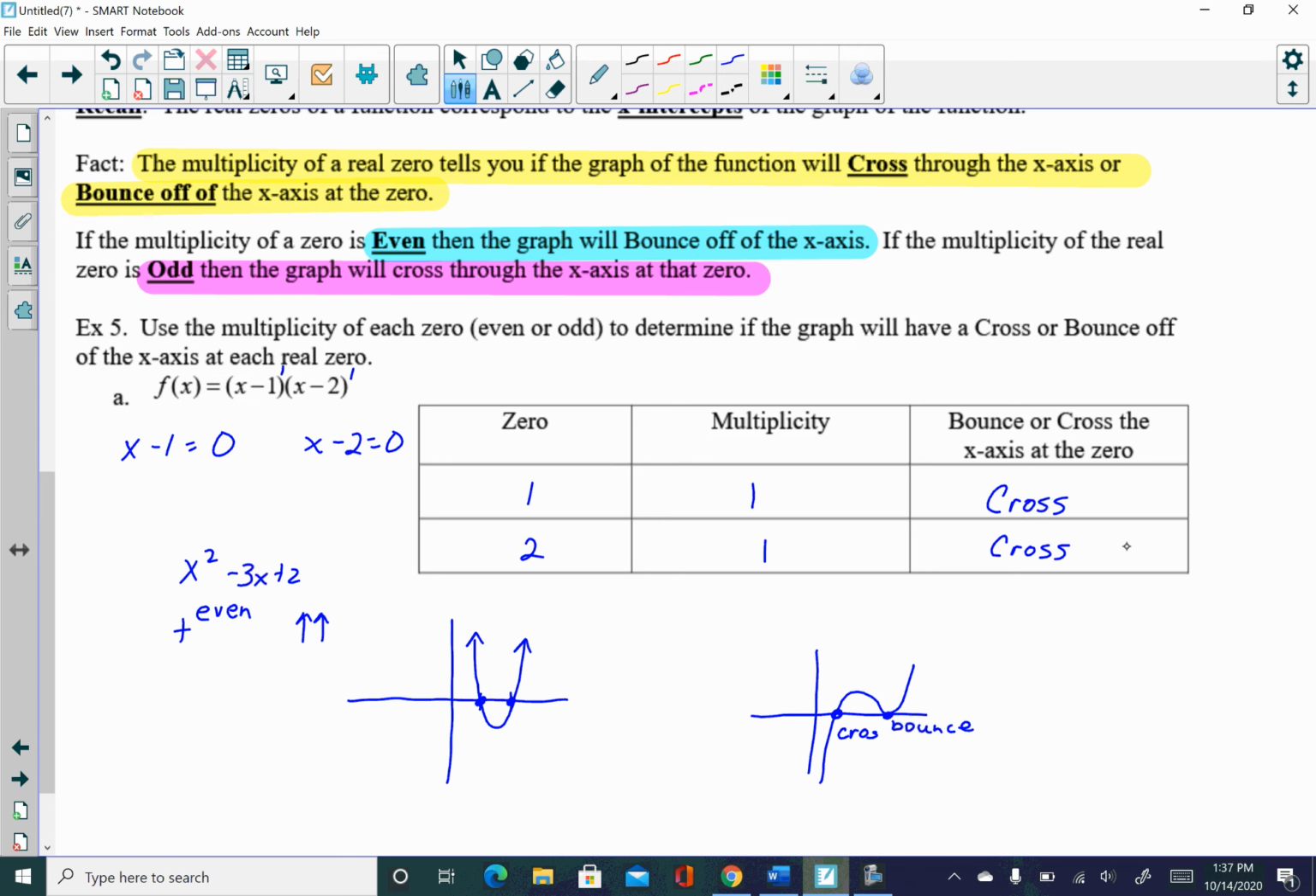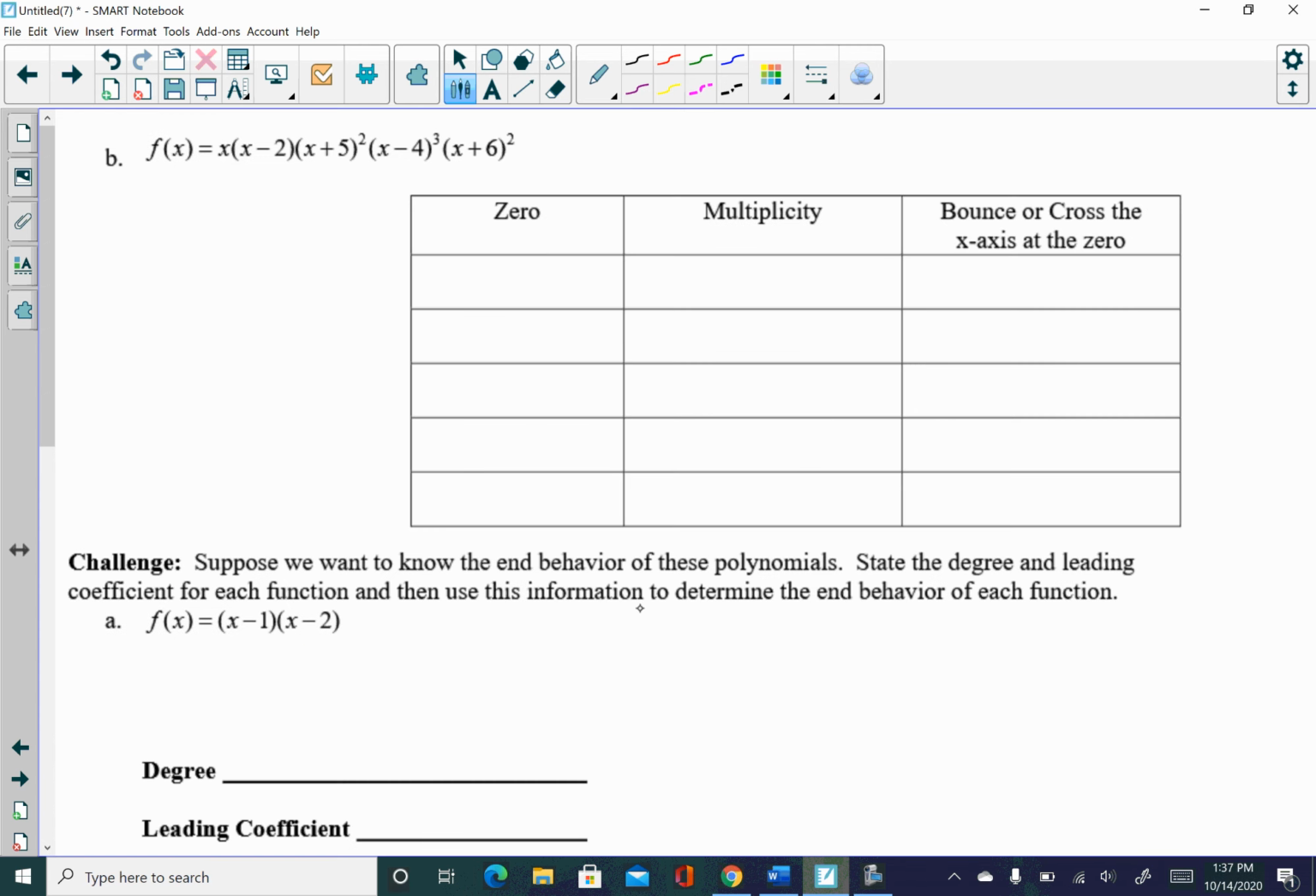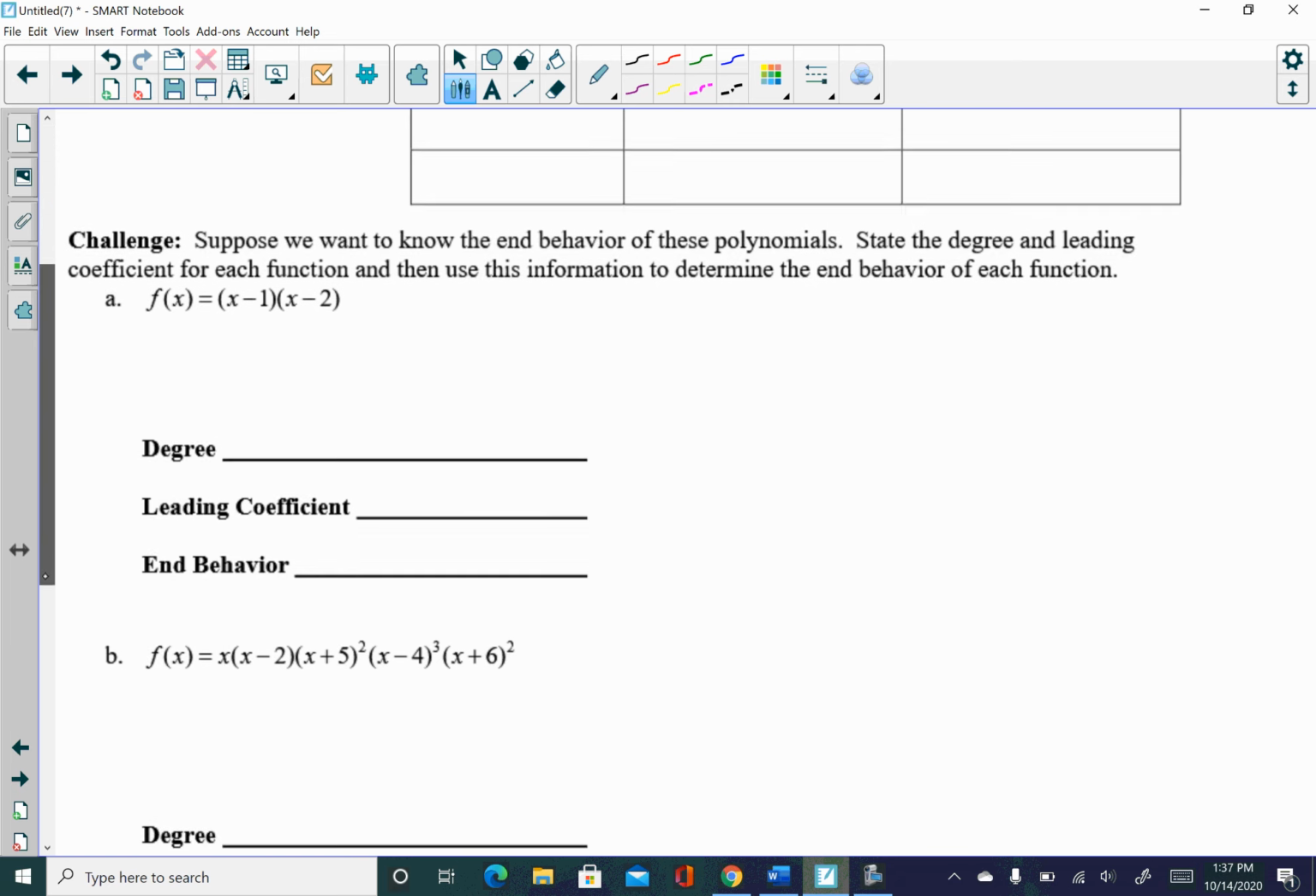All right, let's flip it on over to the last page. I'm going to let you try that next one. I'm not asking you to graph it or anything, but you already know what the zeros are and you already know what the multiplicities are. Tell me now if it's going to bounce or cross, because we've already filled in this column. So if you remember, if you're even, you're going to bounce. If you're odd, you're going to cross. All right, and then we'll do one more here together.